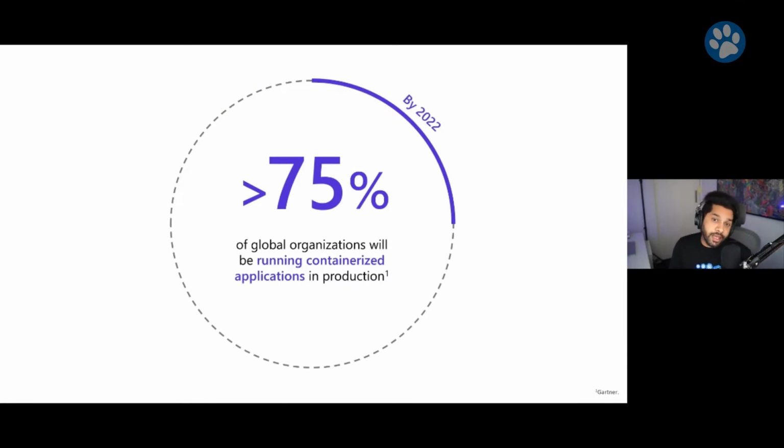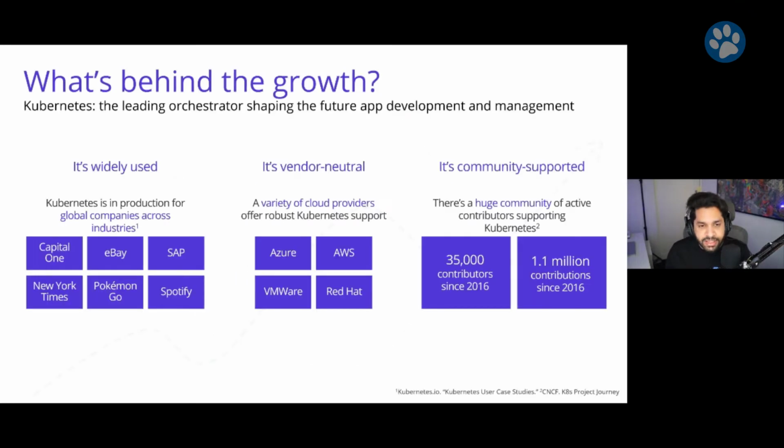What we see is that by 2022, more than 75% of global organizations will be running containerized applications in production. And what is the reason for that, right? The reason for that is Kubernetes. Kubernetes has become the de facto standard for orchestrators, and it is community supported. It is vendor neutral, and that's the key thing, right?